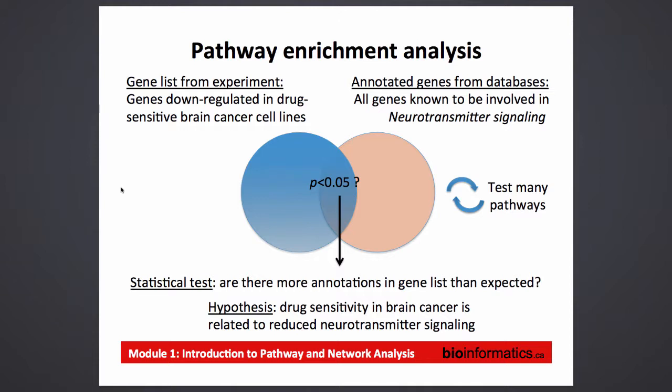Then you compare those two gene lists with a statistical test, such as the Fisher's exact test or a test based on the hypergeometric distribution, to determine whether there are more annotations or more neurotransmitter function in the genes in your gene list than would be expected by random chance. And then you choose a predefined cutoff. Very often this predefined cutoff is a 5% p-value. If you see that there are more than the expected number of neurotransmitter genes, then you propose a hypothesis that maybe drug sensitivity in brain cancer has something to do with reduced neurotransmitter signaling. You perform this analysis over all your pathways, and then apply multiple testing correction, and anything that has a significant p-value after this multiple testing correction will be deemed significant and will be added to your potential pot of hypotheses.